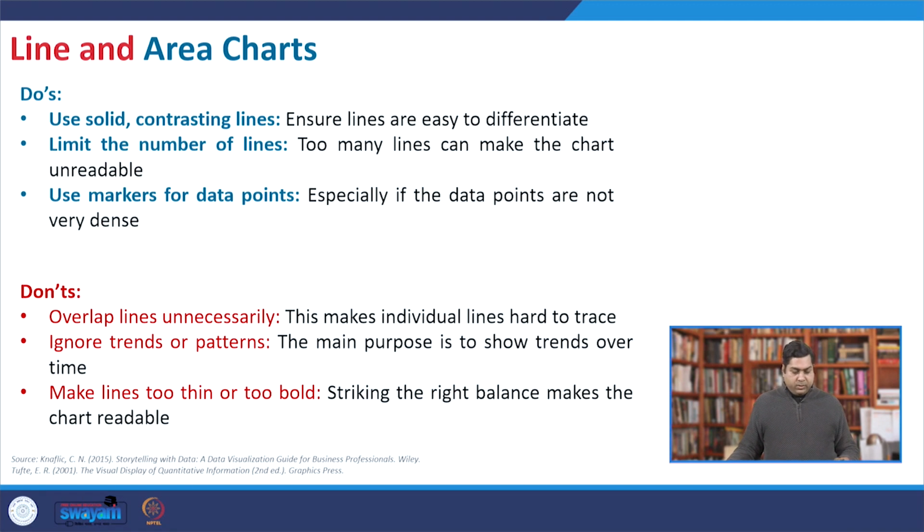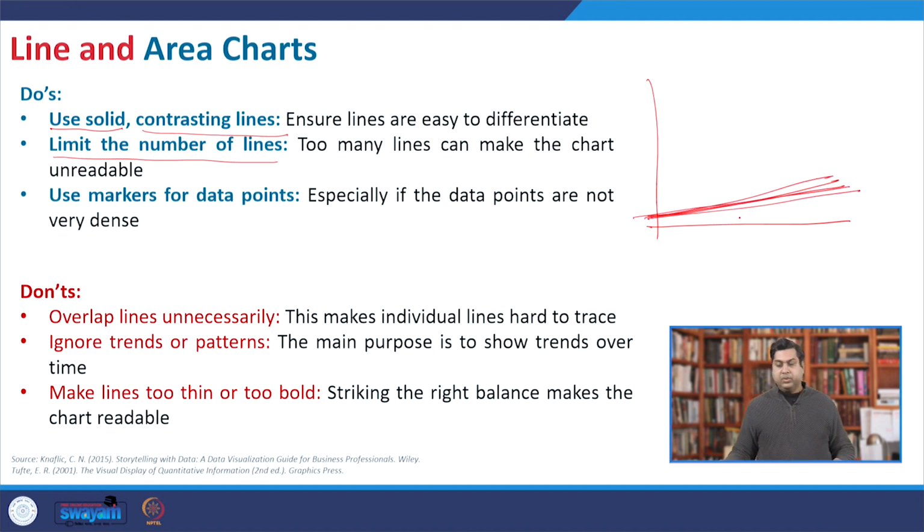Moving to the do's and don'ts. For line, use solid and contrasting lines. You can go for certain other types of lines, a dotted line and all. Those are for the trend and other things, but normally you use very legible and contrasting color lines to differentiate, and limit the number of lines. If you take so much information, there will be overlapping and it is very tough to read. If there is no such kind of variation available for certain data types, you can find that all lines are very near each other. So it is very tough. In that case probably you go for a table.